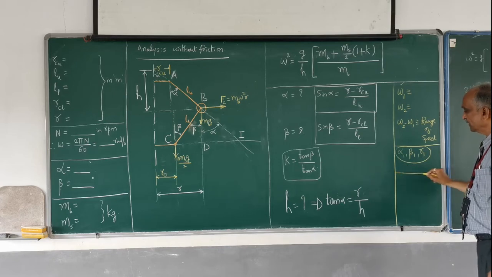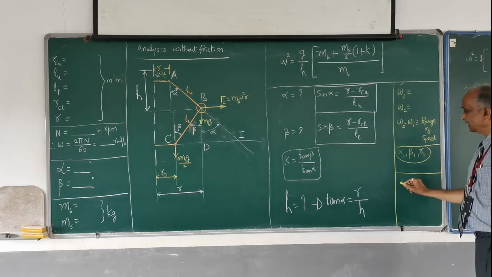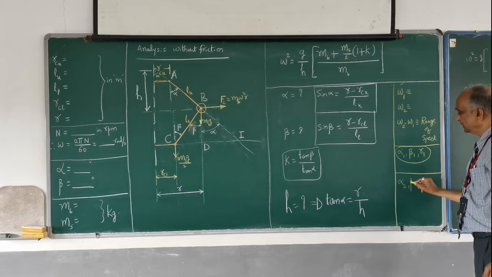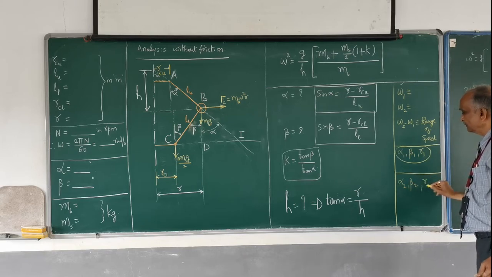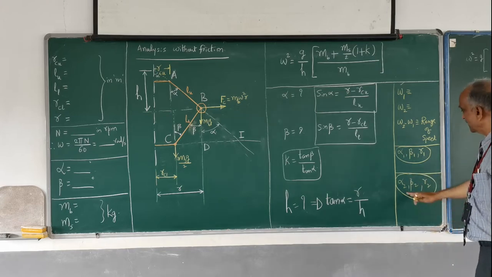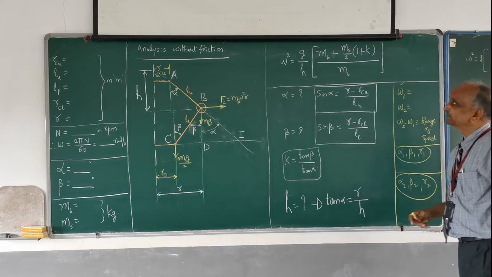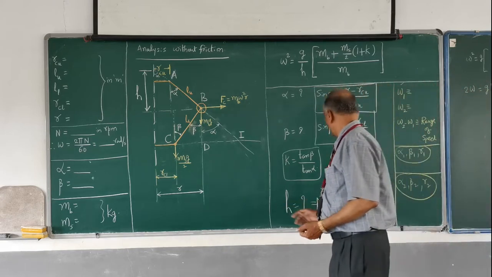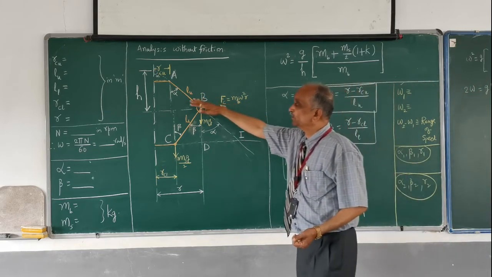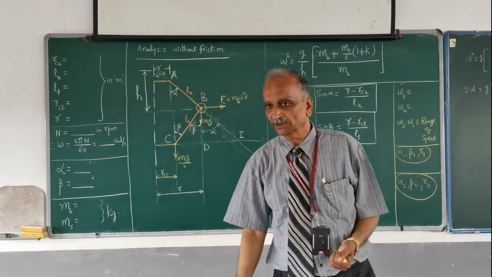Similarly, when the sleeve moves to the topmost position, at that time I have alpha 2, beta 2, and R2. Using alpha 2, beta 2 and R2, you find out the speed, and that speed is the topmost speed, corresponding to the topmost position of the sleeve, which we also call the highest speed of the governor.